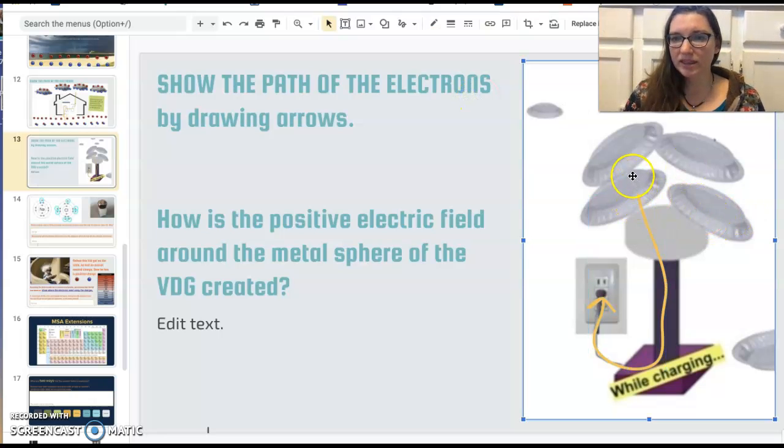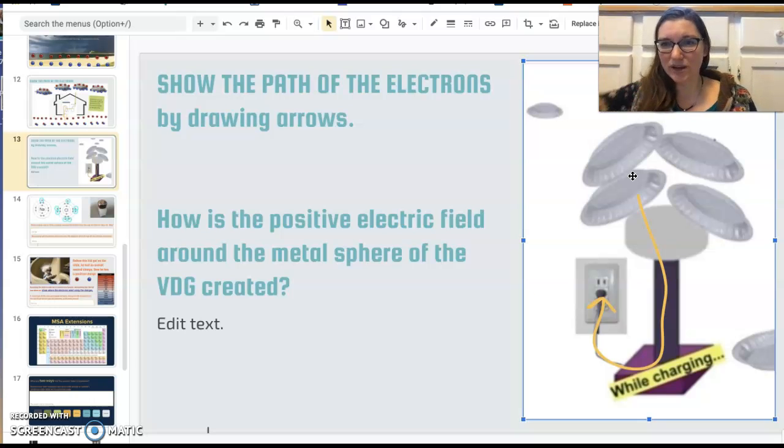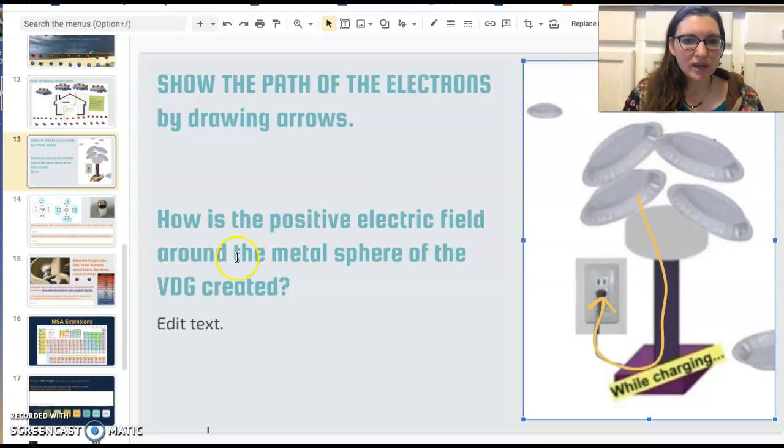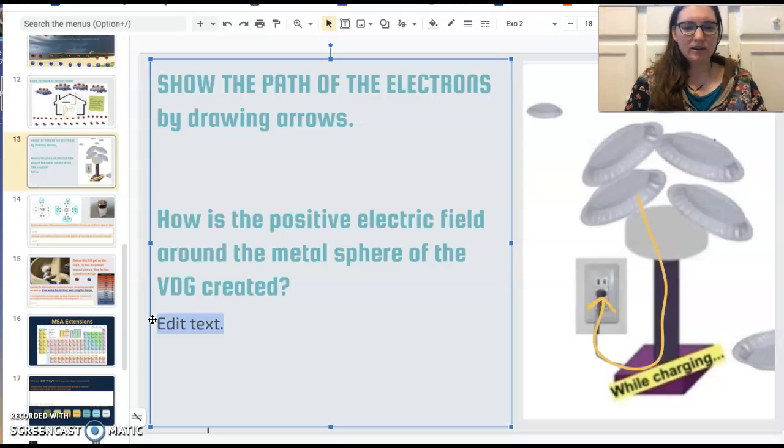Yeah, and since it's pulled out of the metal sphere, it's going to try to get those electrons from the metal plates, right? Everything is kind of like a network. So if there's a pull of electrons somewhere, there's going to be another pull trying to replace those electrons. And if that pull keeps happening, that's how we get electricity, that pull of electrons coming through a system. So how is the positive electric field around the metal sphere of the Van de Graaff created?